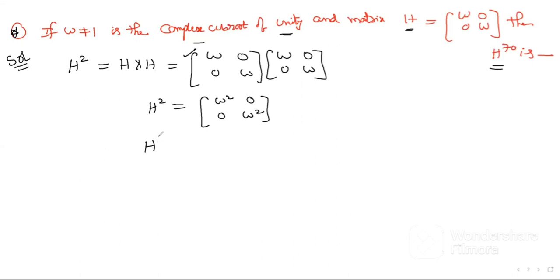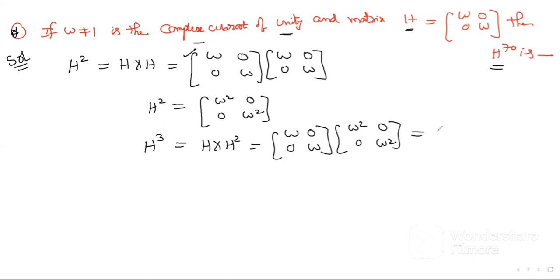Next, similarly we have to find H cube. H cube is nothing but H into H square. H is omega 0, 0 omega, and the H square value is omega square 0, 0 omega square. Now we should multiply 2 by 2 matrices. Here the first row multiplied with the first column as well as the second column. First row with first column, we get omega cube. First row with the second column is 0. Next is 0, omega cube. So H cube is equal to omega cube 0, 0 omega cube.